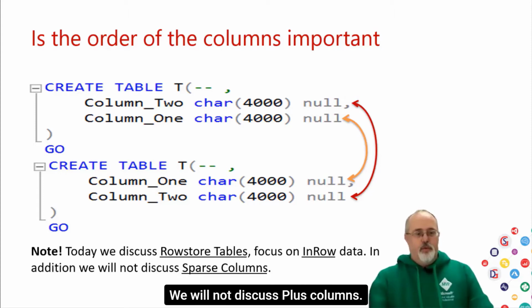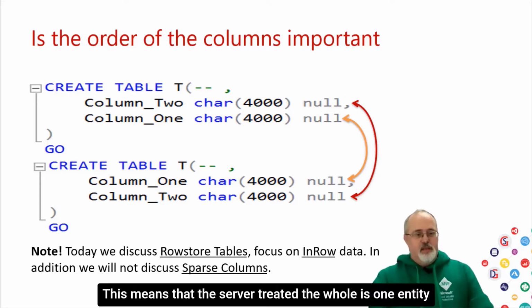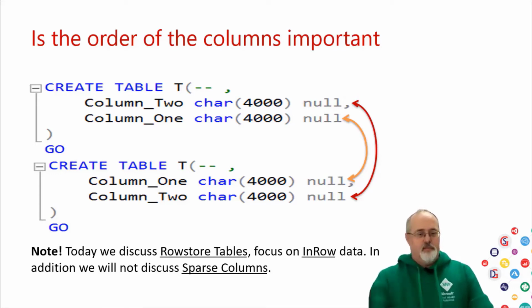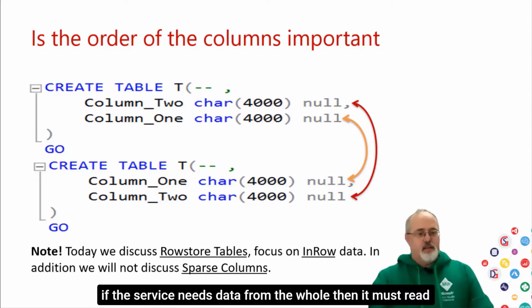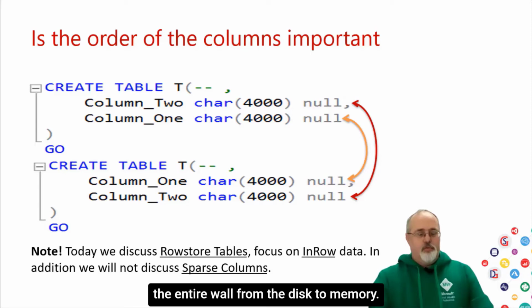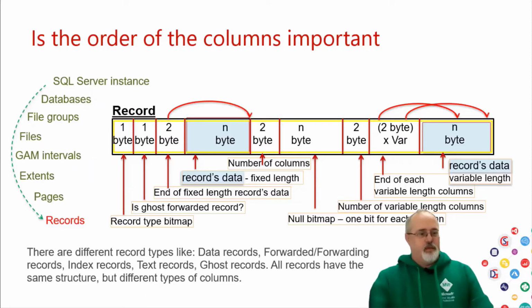In addition, we will not discuss express columns. This means that the server treats the row as one entity. If the server needs data from the row, then it must read the entire row from the disk to memory.